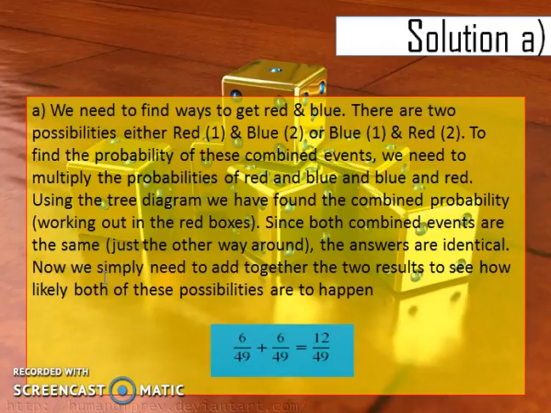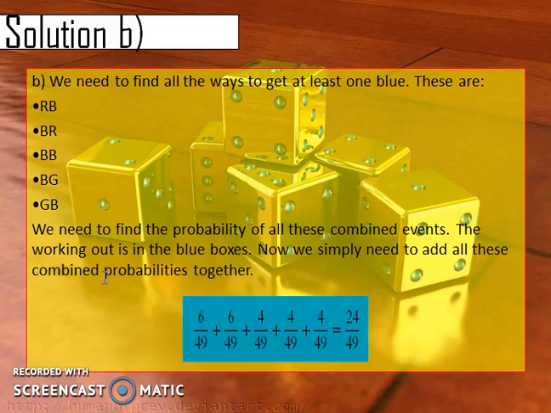So here is the solution for A. We got the answer, which is equal to 12 over 49. And then as for the solution for B, we have the answer equal to 24 over 49.